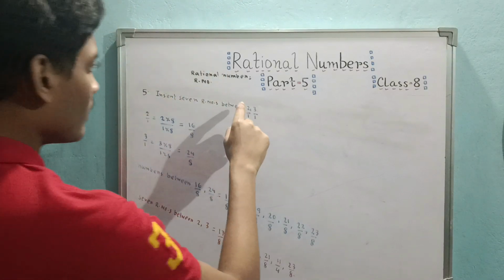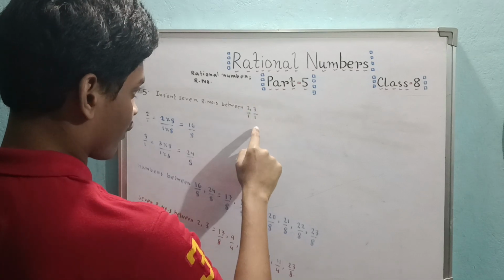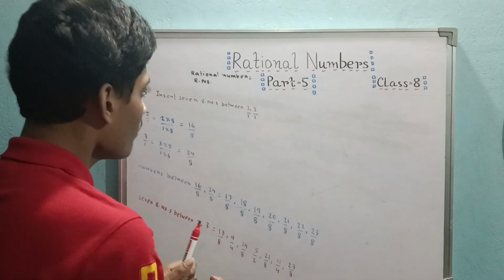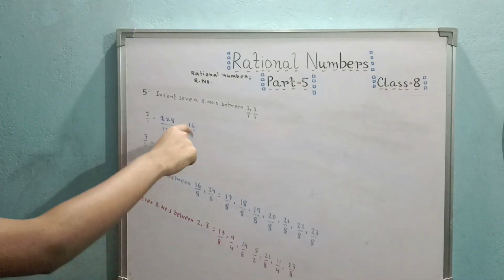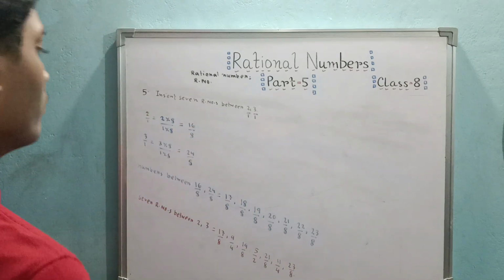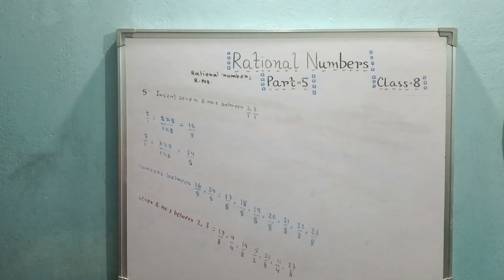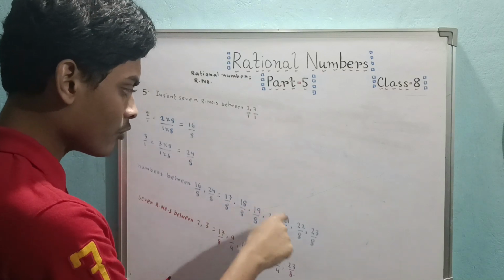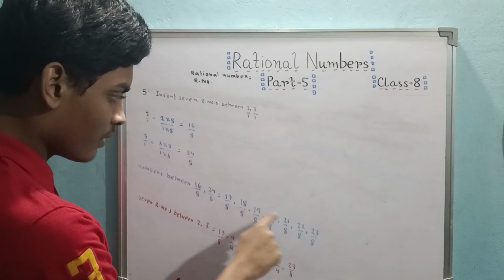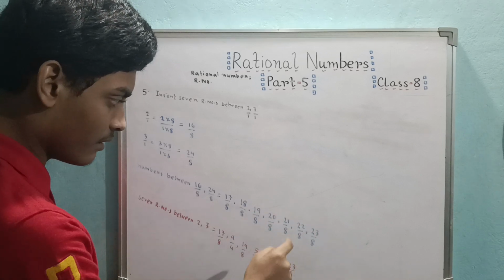So I will multiply the denominator and numerator of each of these fractions by 8, one more than the required rational numbers to be inserted. Doing that, I get 16 by 8 and 24 by 8. Now, you tell me, what are the numbers between 16 and 24? 17, 18, 19, 20, 21, 22, 23. 7 numbers are there, right?